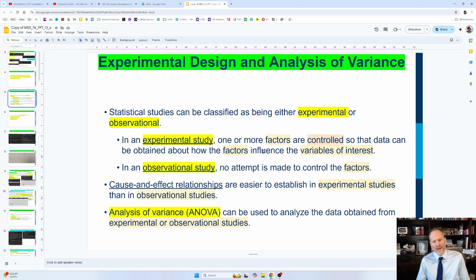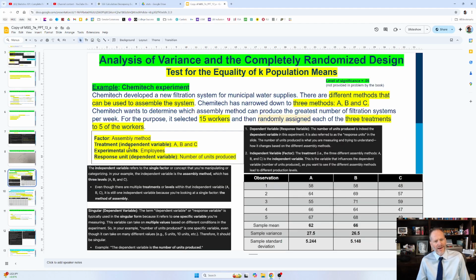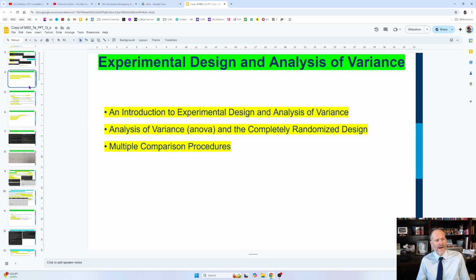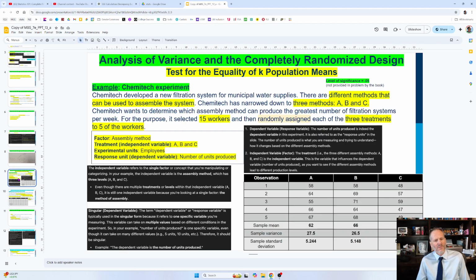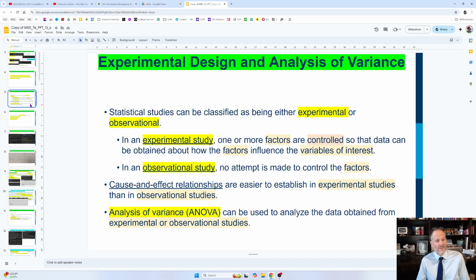So the data is obtained about how the factors influence the variable of interest, aka the dependent variable, the response unit. And also, because we want to see how the factors influence the outcomes, right? And how many get assembled in a week. That's the variable of interest. That's the response variable. That's the response unit, the dependent variable, and it's also known as the outcome. So lots of words for the same thing. In an observational study, no attempt is made to control the factors, right?